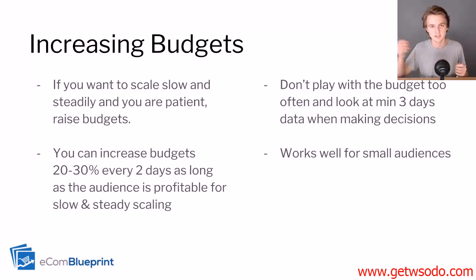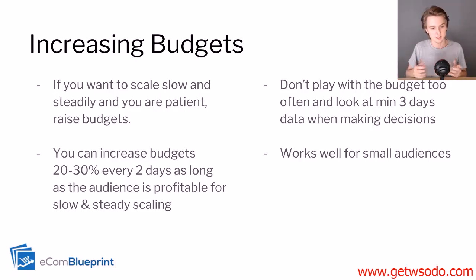Because some days ad sets are going to perform well, some days they're going to perform bad, and so what you're really looking for is the average of the performance over a few days. So usually I'll look at the last 3-4 days, sometimes even 5 days, when I'm looking to kill ad sets and make decisions about which ad sets to scale.